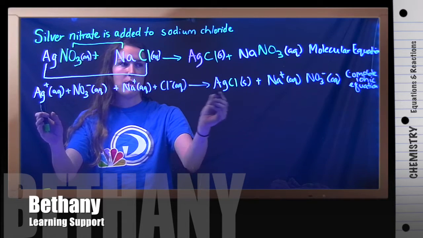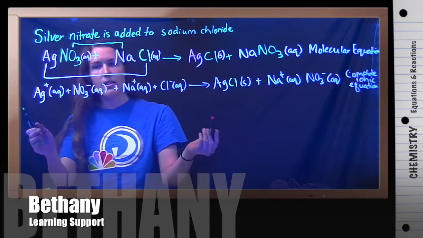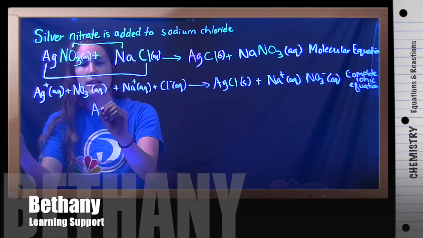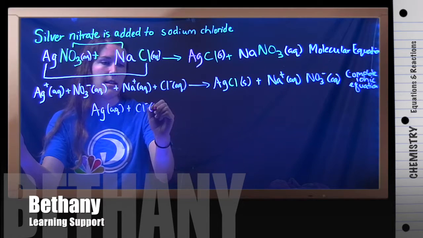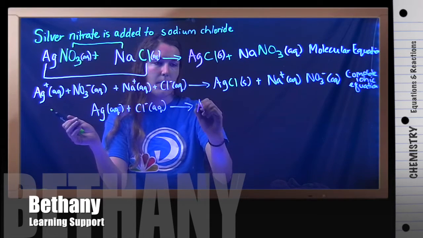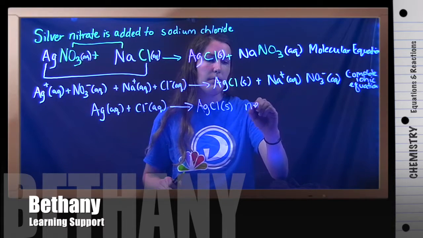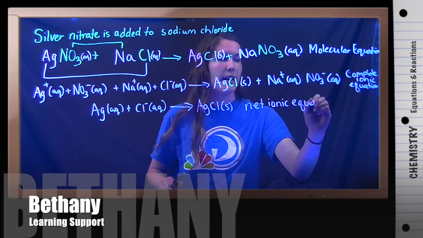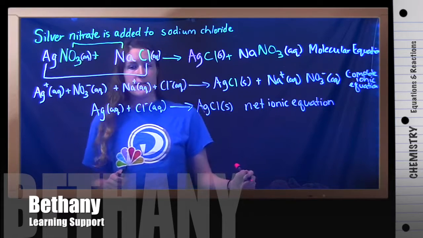The others, sodium and nitrate, are not participating in this reaction. So in our net ionic equation, we merely write silver plus chloride produces silver chloride precipitate. And you want to make sure everything is balanced, and there you have it.